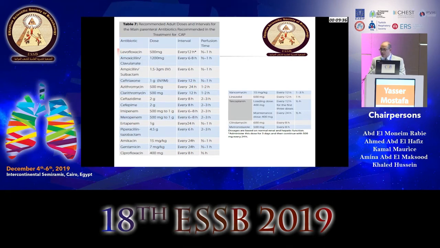For the patient admitted to hospital, we recommend IV levofloxacin. From 2012, we recommended the dose of 500 milligrams every 12 hours, which was recommended now by NICE in 2019. For us in Egypt, in practice, we have recommended this 12 hourly dosing since our consensus guidelines.